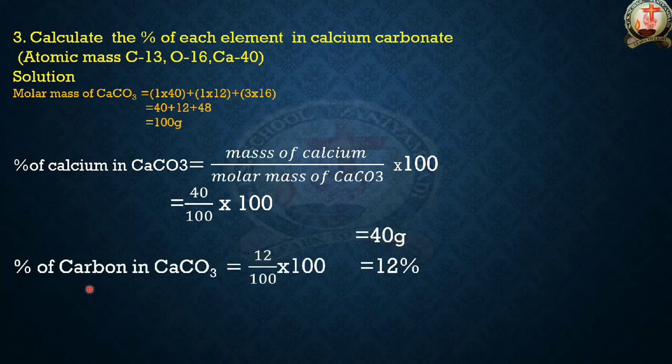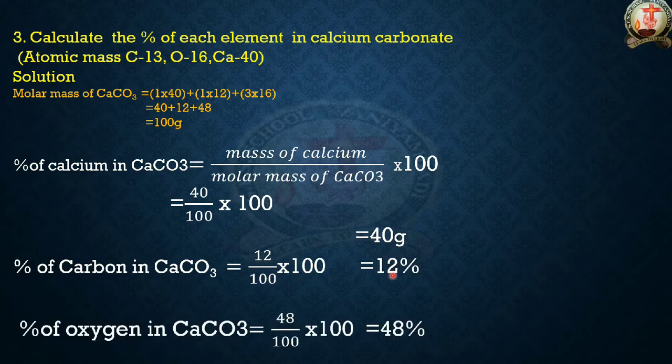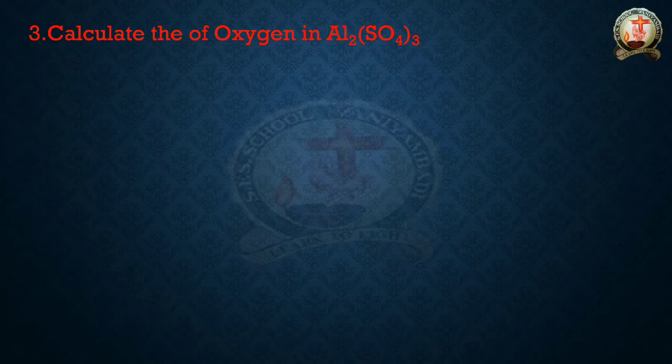Then the percentage of carbon in calcium carbonate is equal to 12. You know the molecular mass of carbon is 12, divided by 100 into 100 for percentage. This 100 gets cancelled and we get 12 percent. The same for oxygen: this is 48, because 3 moles of oxygen are present here. 3 into 16, we get 48, divided by 100 into 100. This 100 gets cancelled, equal to 48. Okay, now we can understand.